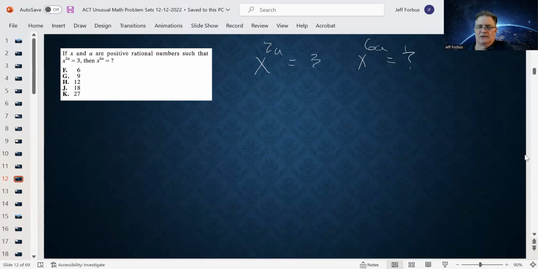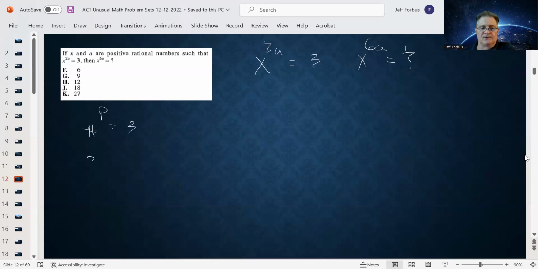Okay. We know that this first exponential, and I want you to go back to thinking about the basic idea of how exponential functions work. So we have some number x raised to some power 2 times a gives us 3. I want you to think about the very basic idea. Some number raised to some power gives us 3. Think about exponentials.